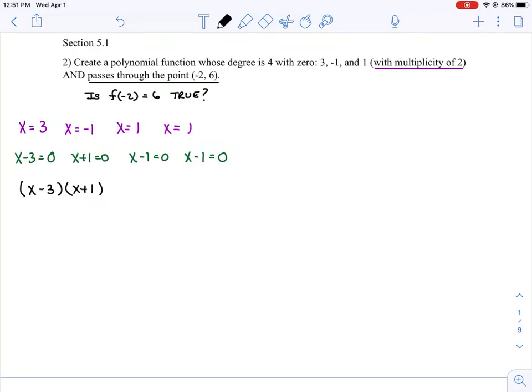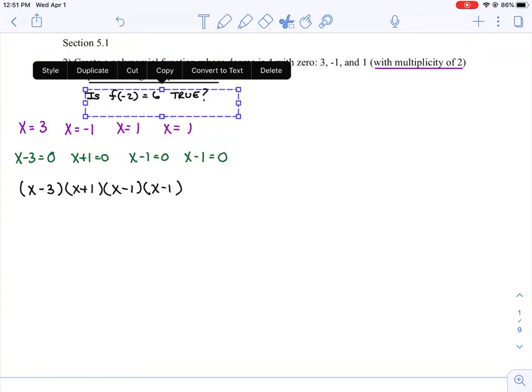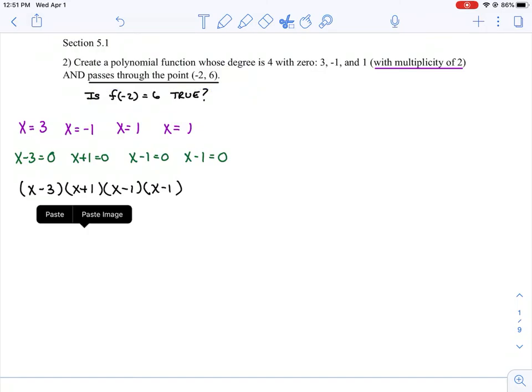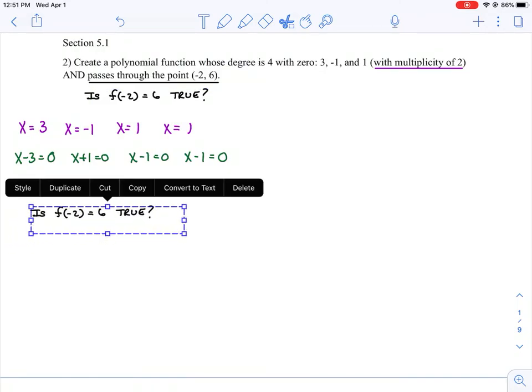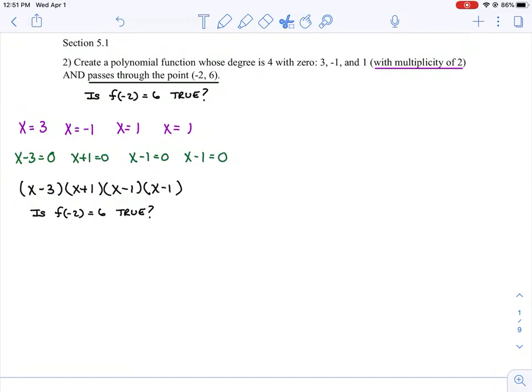To create the polynomial, I'm going to multiply the 4 binomials together. All right, now this is where passes through the point -2, 6 is going to come into play. So this is where you're going to ask yourself, is f of -2 true? And I'm going to do that by substituting -2 in for x.